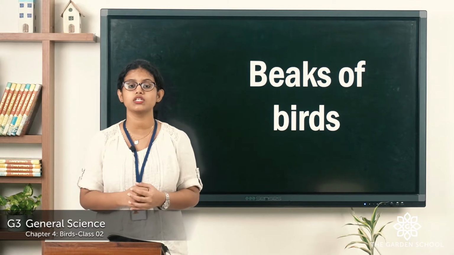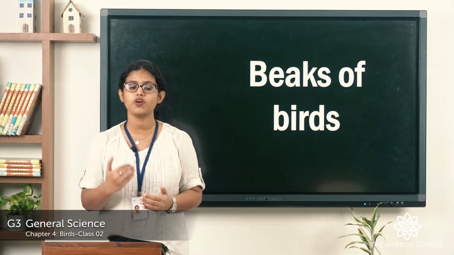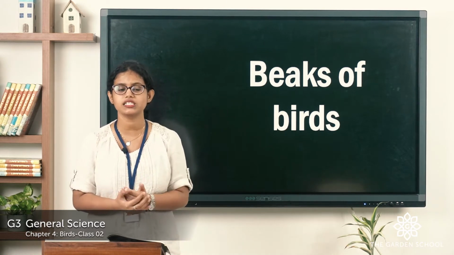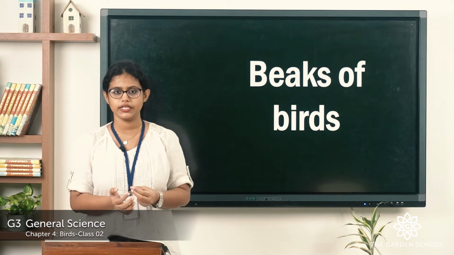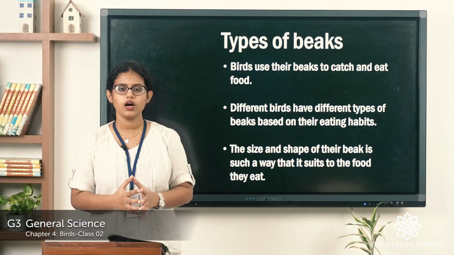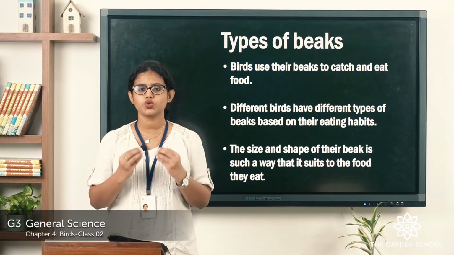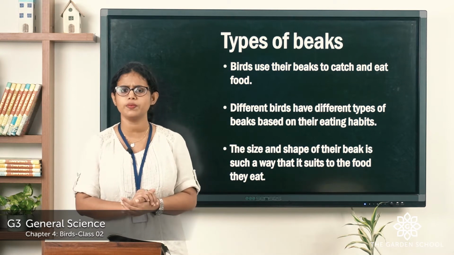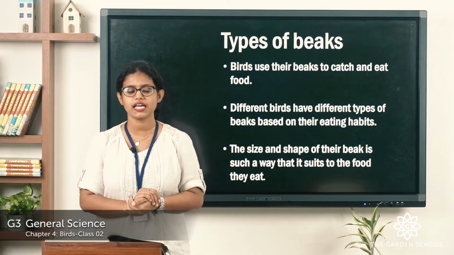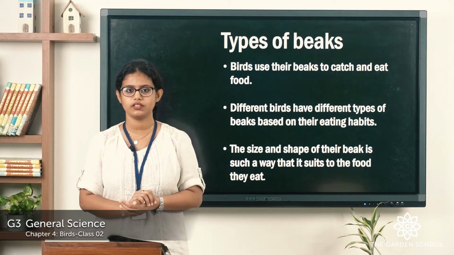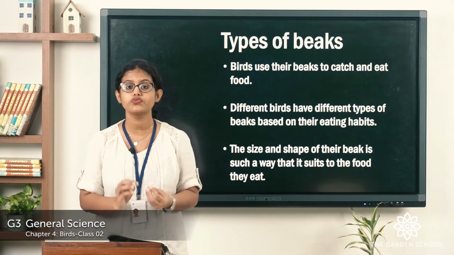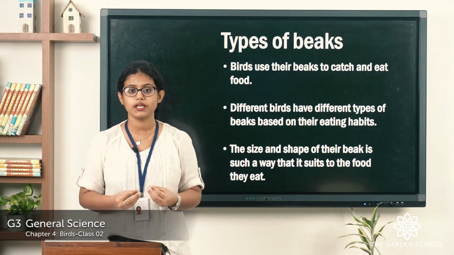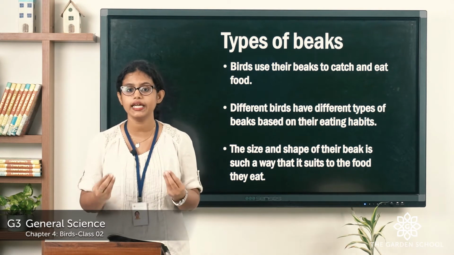So today we are going to learn about the birds, the type of beaks. So we know in the last class we discussed that different birds have different kinds of beaks. Birds use their beaks to catch and eat food. So do all birds have the same type of beaks? No. Different birds have different types of beak. So it all depends on the food they eat. The shape and size of their beak suits the food they eat.